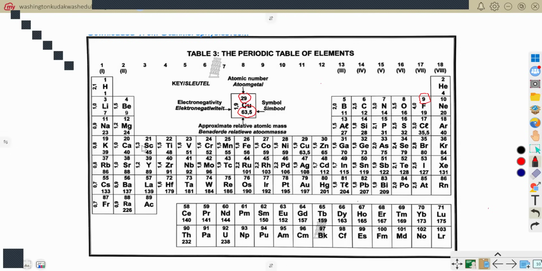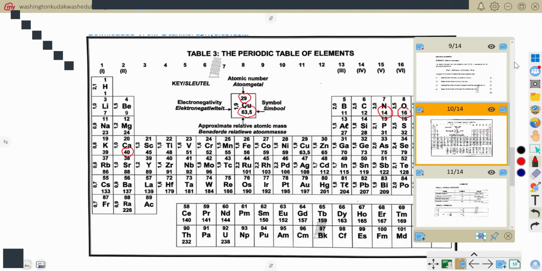So now let's look at our calcium. We have got an atomic mass of 40. And then let's go to nitrogen. Our nitrogen has an atomic mass of 14. And then let's go for oxygen. We've got an atomic mass of 16. So these are the numbers that we will be using to determine the molar mass of our compound that we are given there.